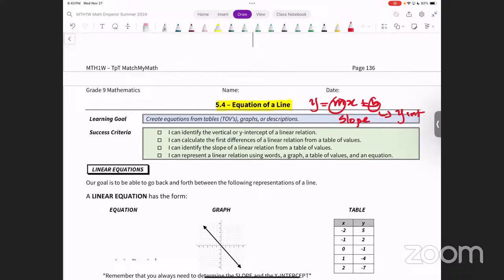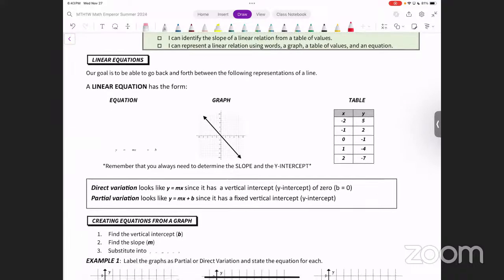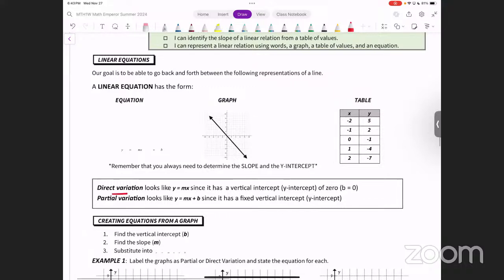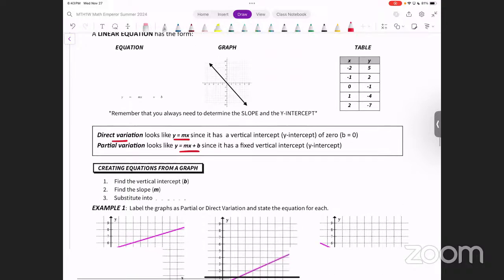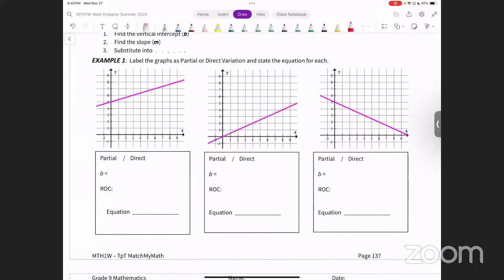5.4. All right, so let's go back to the three things. Our goal is to be able to go back and forth between the following representations of a line: equation, graph, and table. If you have a direct variation, the equation will look like y is equal to mx. For partial variation, there will be a y-intercept. So label the graph as partial or direct, and then we're going to do the following. Let's start with Akshara. Akshara, partial or direct?